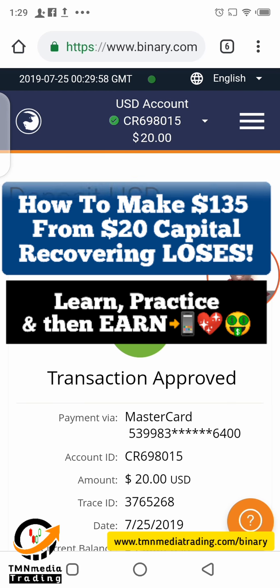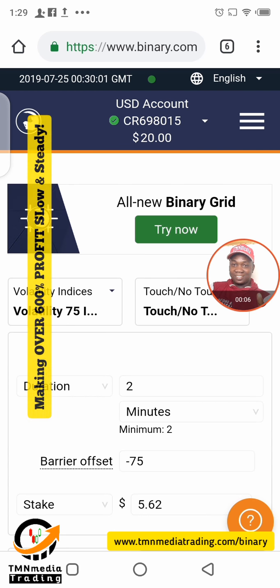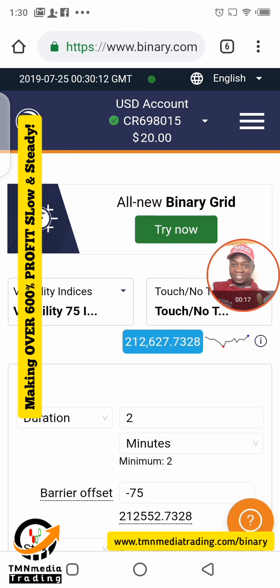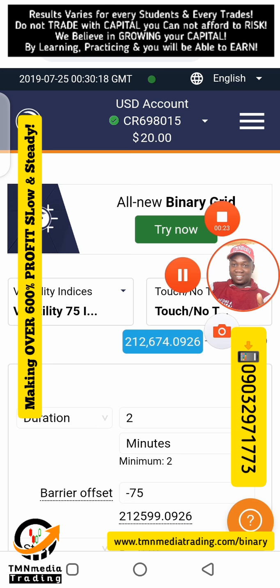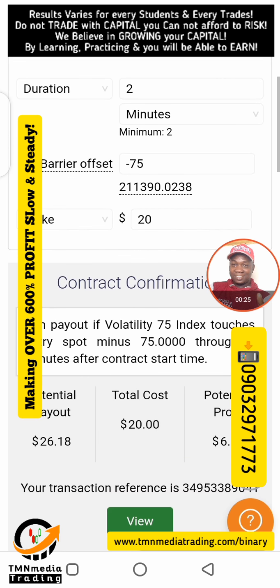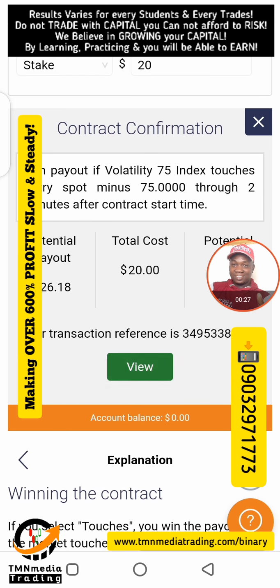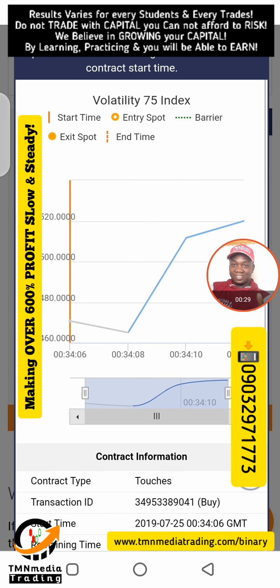Okay, I just made a deposit. So I want to start afresh and I'm going to start small. So I'll be right back. I'm going to check for signal. Okay, I just had my first trade, just placed my first trade.